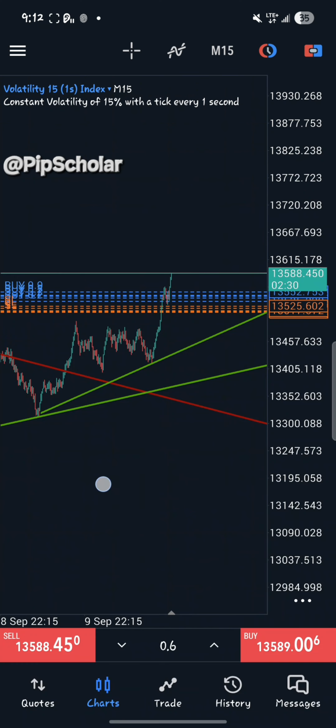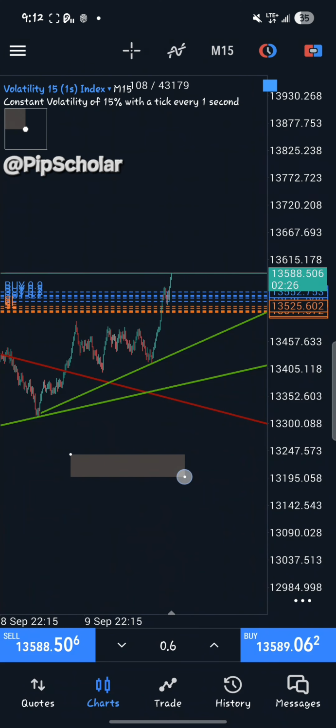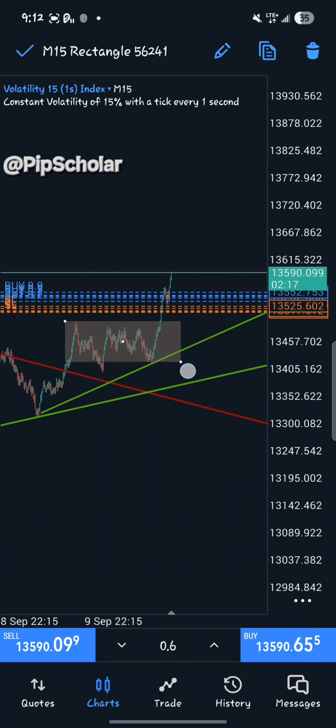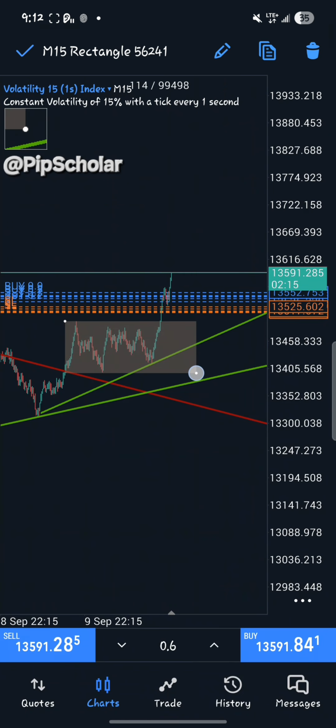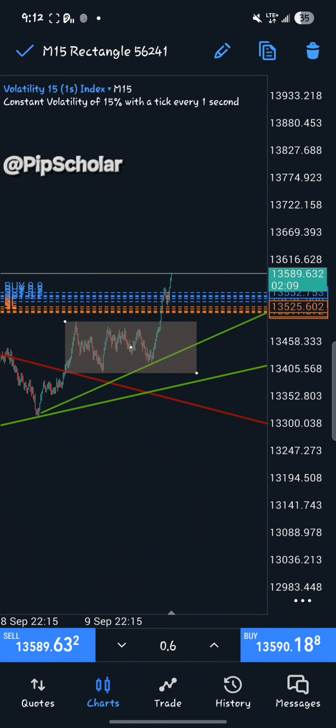From this point, the market was just consolidating. All this place that I marked, we are just in consolidation, until the price broke out of this consolidation.